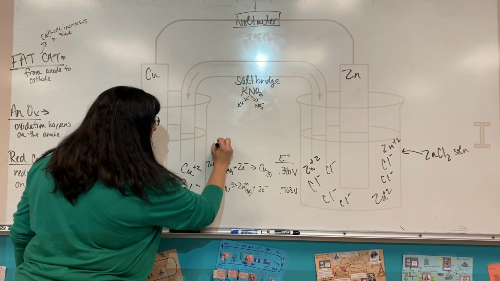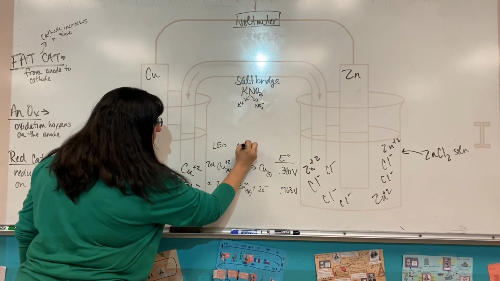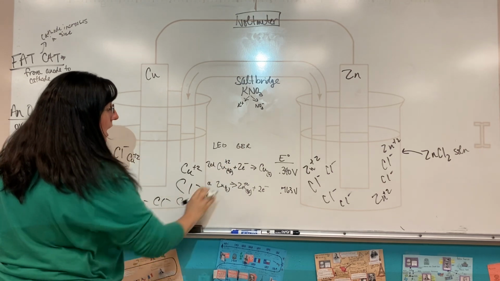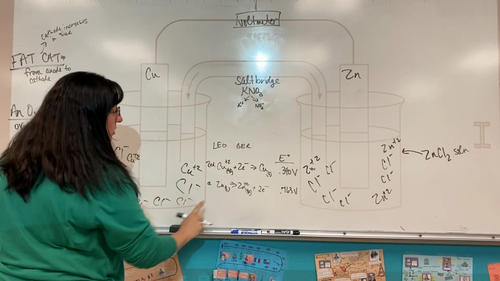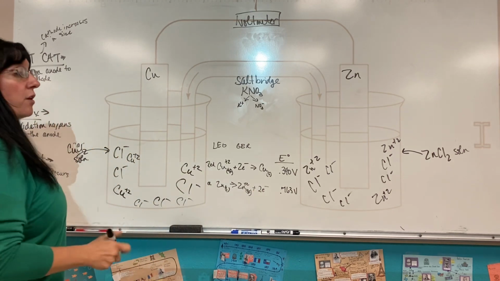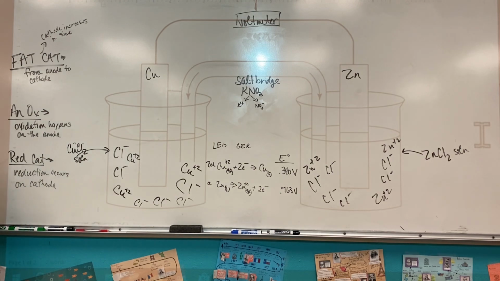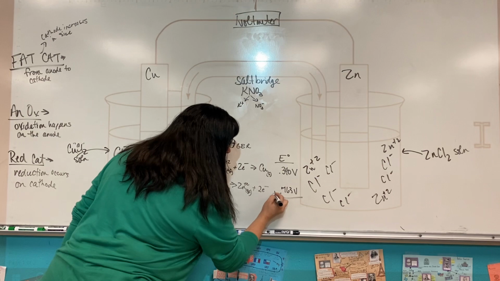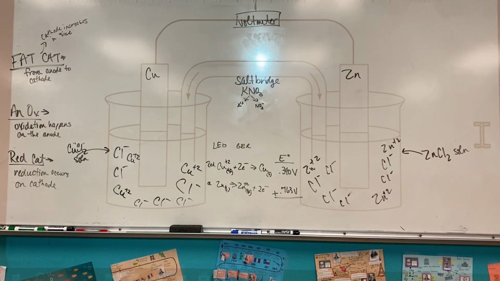Because remember, LEO goes GER. Lose electrons oxidized, gain electrons reduced. It's gaining electrons, so this is reduced. This lost electrons, so it is oxidized. Now in order to figure out what the electrical current is going to be with these 2 solutions, you can actually add them up. So with your calculator, add that up. Figure out what that voltage is going to be. 1.123.